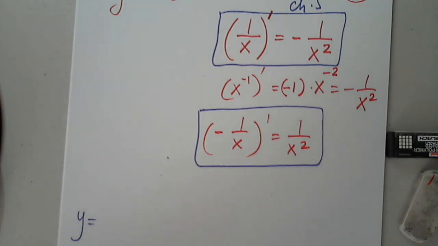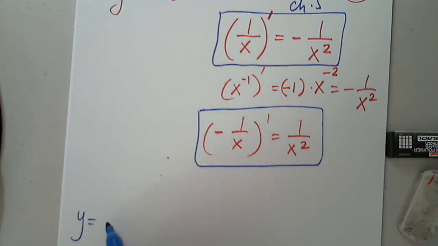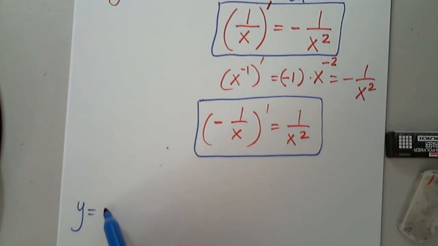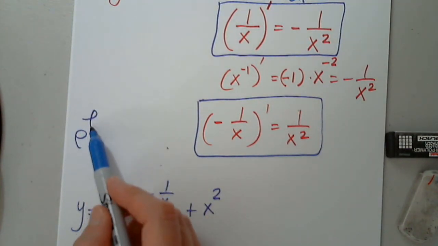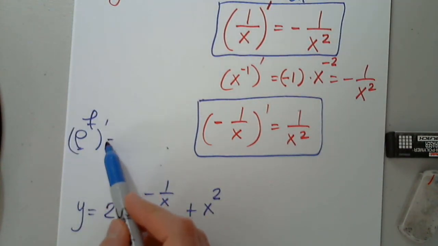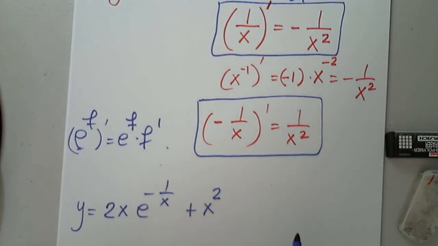Do we start with product rule? Yes, the product rule. Very good. So we differentiate x squared. What do we get first here? So 2x. Very good. e to negative 1 over x plus x squared. Remember how we differentiate e to a function prime: e to that function times the function prime.